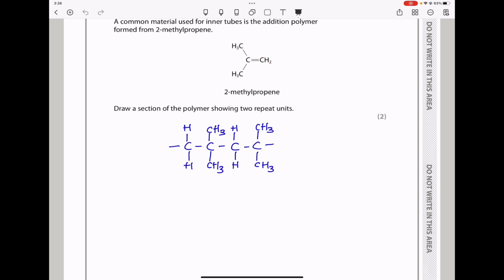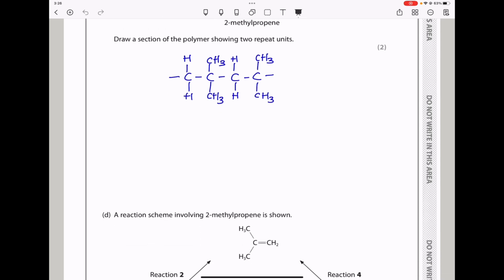The double bond broke away and then I made 2 connections. So 2 of these connected and then extensions remained here. This is going to be 2 repeat units of that polymer.